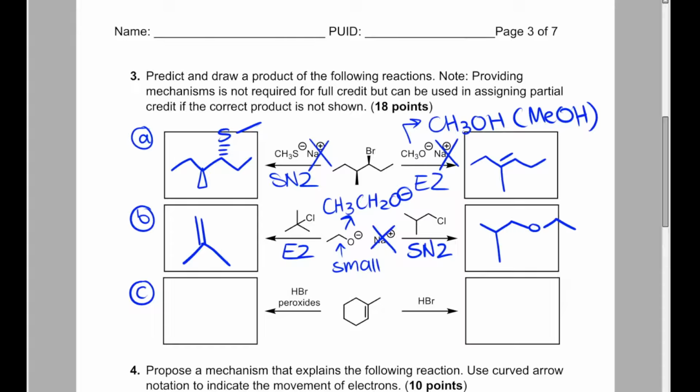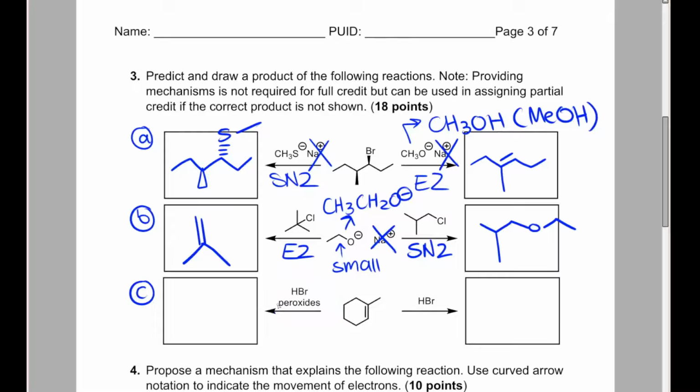For part C of this problem, we're given an alkene starting material and we're reacting it with 2 different sets of reagents. So the first set of reagents is HBr and peroxides, and the second one is just HBr. So I guess we could start with HBr and peroxides.